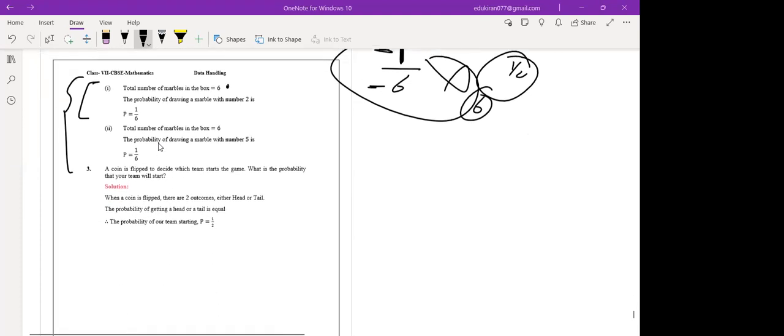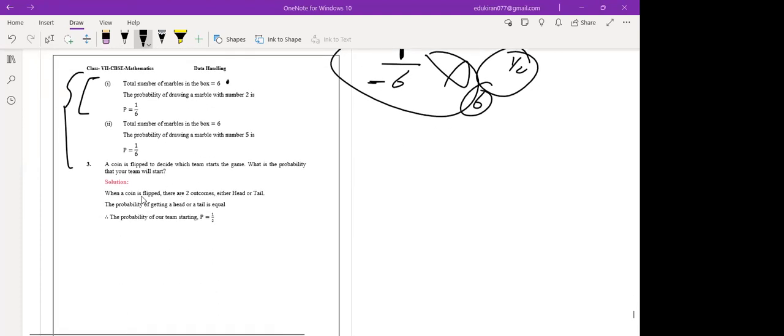Okay. So, P is equal to 1 by 2. How do you write the answer? When a coin is flipped, there are two outcomes, either head or tail, right? The probability of getting a head or a tail is equal. That's why the probability of the team starting will be 1/2.